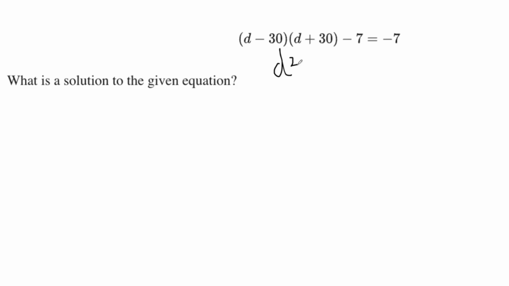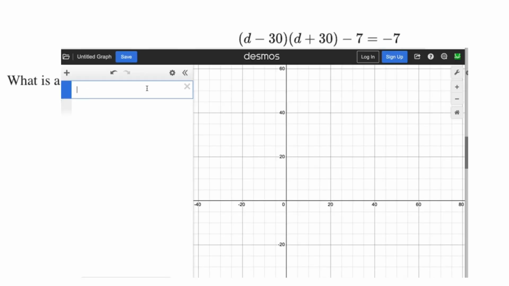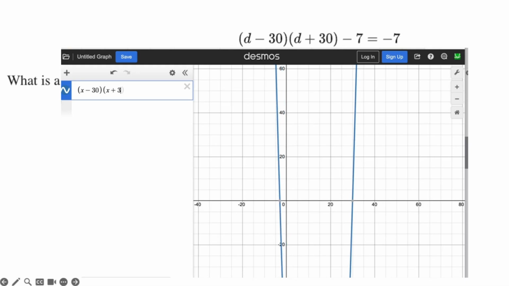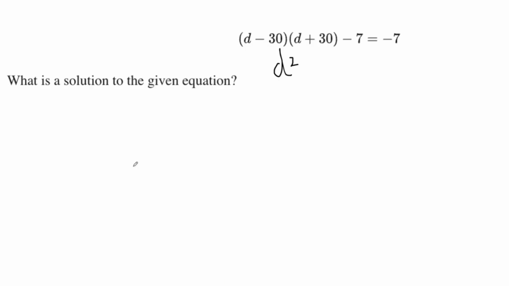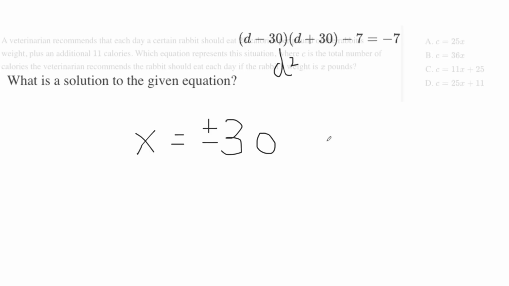So let's go ahead and do that now. All right, we're going to put our equation in and substitute an x in for the d because Desmos doesn't like to work with d's. So we have negative 30 here and 30. So either of those you could put down as potential solutions. We'd say that x equals plus or minus 30. And because this is one of those problems where you have to fill in the blank, you could put either of those answers down and they would be right on.